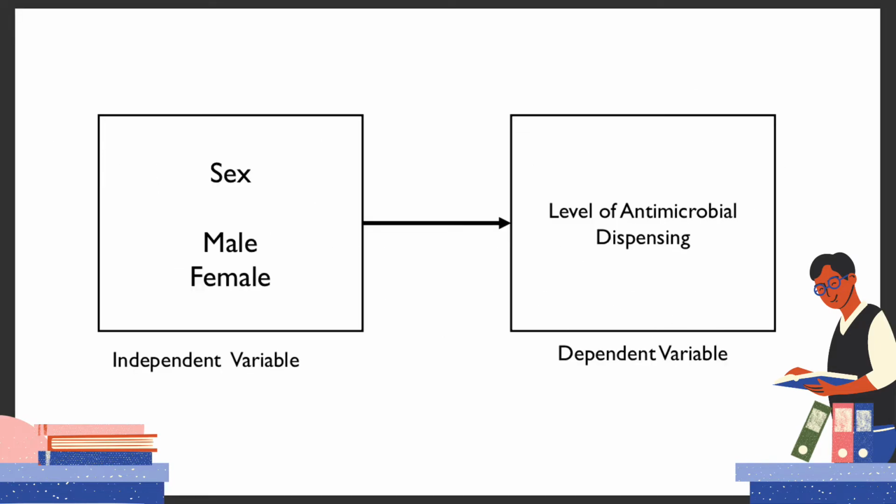Based from the study, we will have two types of variable, the independent variable and the dependent variable. So the independent variable is sex, which is in two categories, male and female. And then the sex will determine our level of antimicrobial dispensing. The knowledge might be different from male versus female.